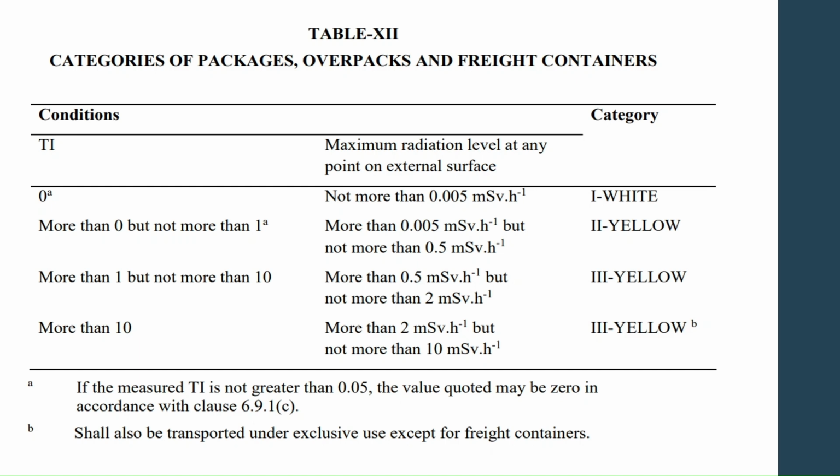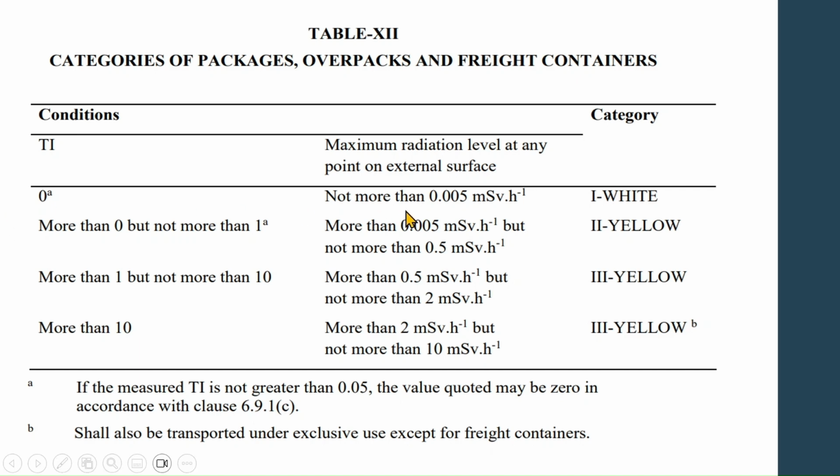Similarly, if you want to write it in milliroentgen per hour, then 1 sievert equals 100 rem, and 1 rem equals 1 roentgen equals 1 rad for X-rays and gamma rays. So for milliroentgen per hour, you have to multiply it by 100. It will be 0.5 milliroentgen per hour. Similarly, for TI more than 0 but not more than 1, the maximum radiation level at any point on the external surface should be between 0.005 millisievert per hour to 0.5 millisievert per hour.